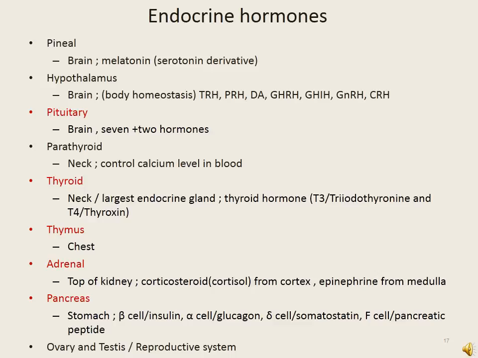This slide shows the list of the endocrine glands and their releasing hormones. In the slide, there are 9 endocrine glands, but just 5 of them that I'm going to discuss with you concerning the immune response. That is the pituitary gland, the thyroid gland, thymus gland, adrenal gland, and pancreas.